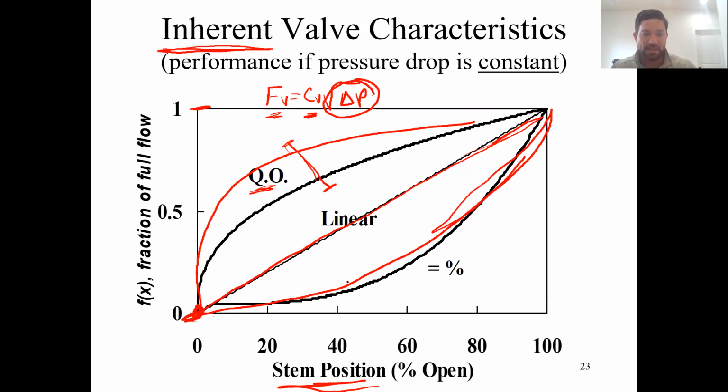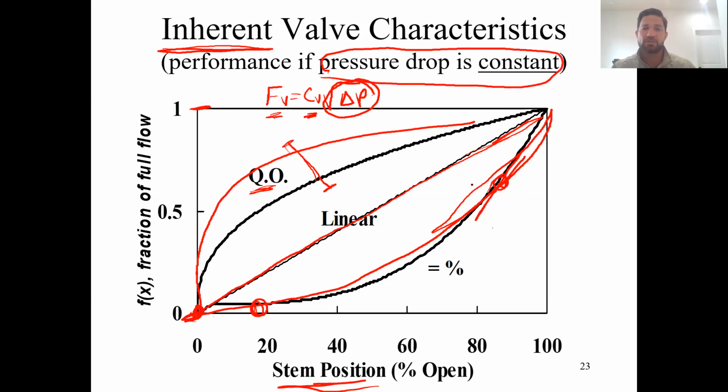So what this means is that if we're at small stem positions, as we open or close a valve at small stem positions, the flow doesn't respond that much. If we're up here at high percent opens, as we open and close the valve, the flow does respond that much, right? Remember, this is for if the pressure drop is constant.